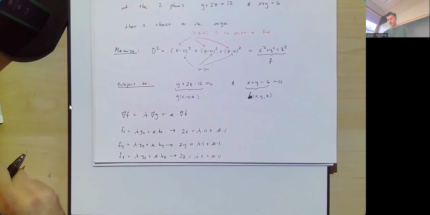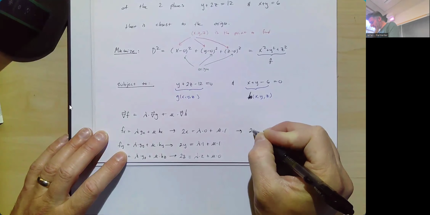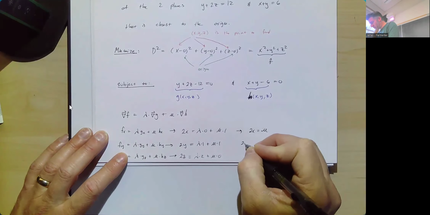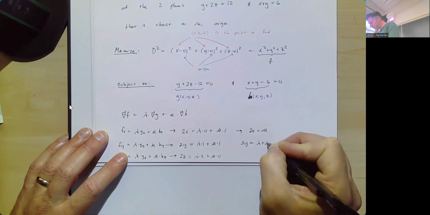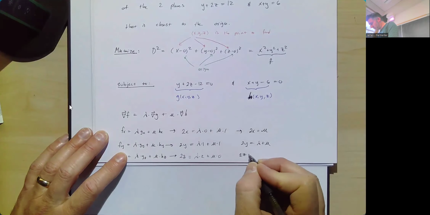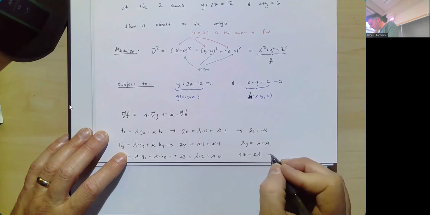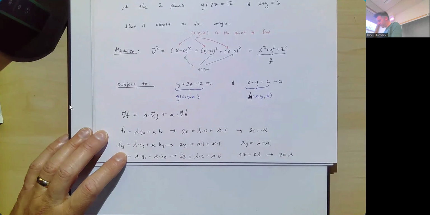And here, yeah, what is the technique for doing this? Good question. Lots of ways to solve. Yeah, what would I do here? So let's simplify these equations first, maybe. So we've got 2x equal to mu, we've got 2y equal to lambda plus mu, and we've got 2z equal to 2 lambda, or z equal to lambda.